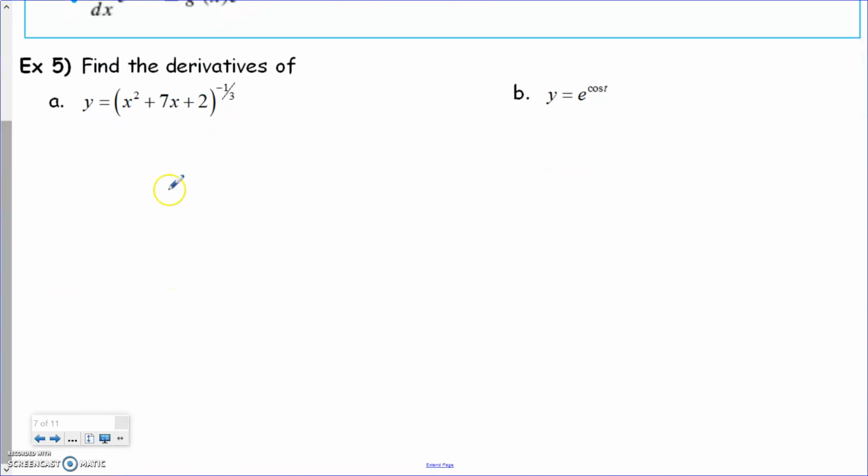Okay, so a couple examples here. Y prime, outer function has that negative 1/3. So we're going to do negative 1/3 times the inner function to the negative 4/3 power because I'm subtracting 1.